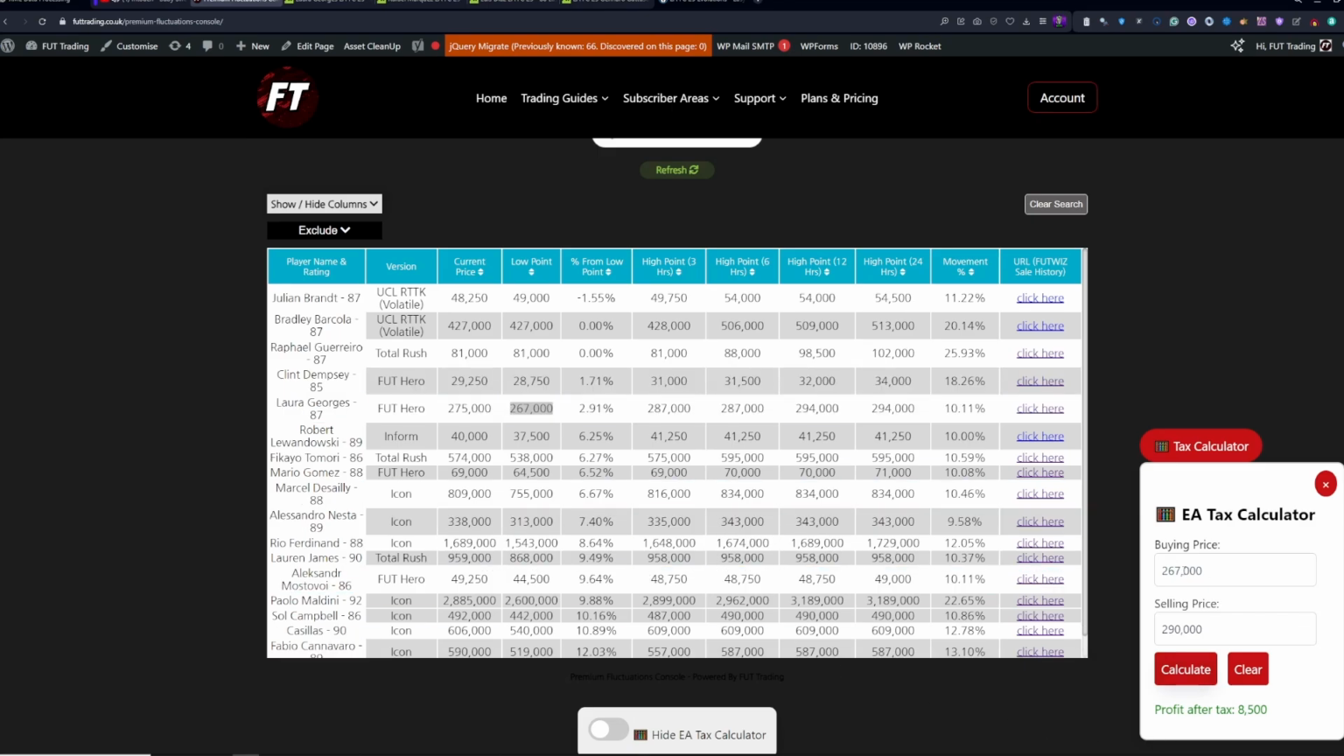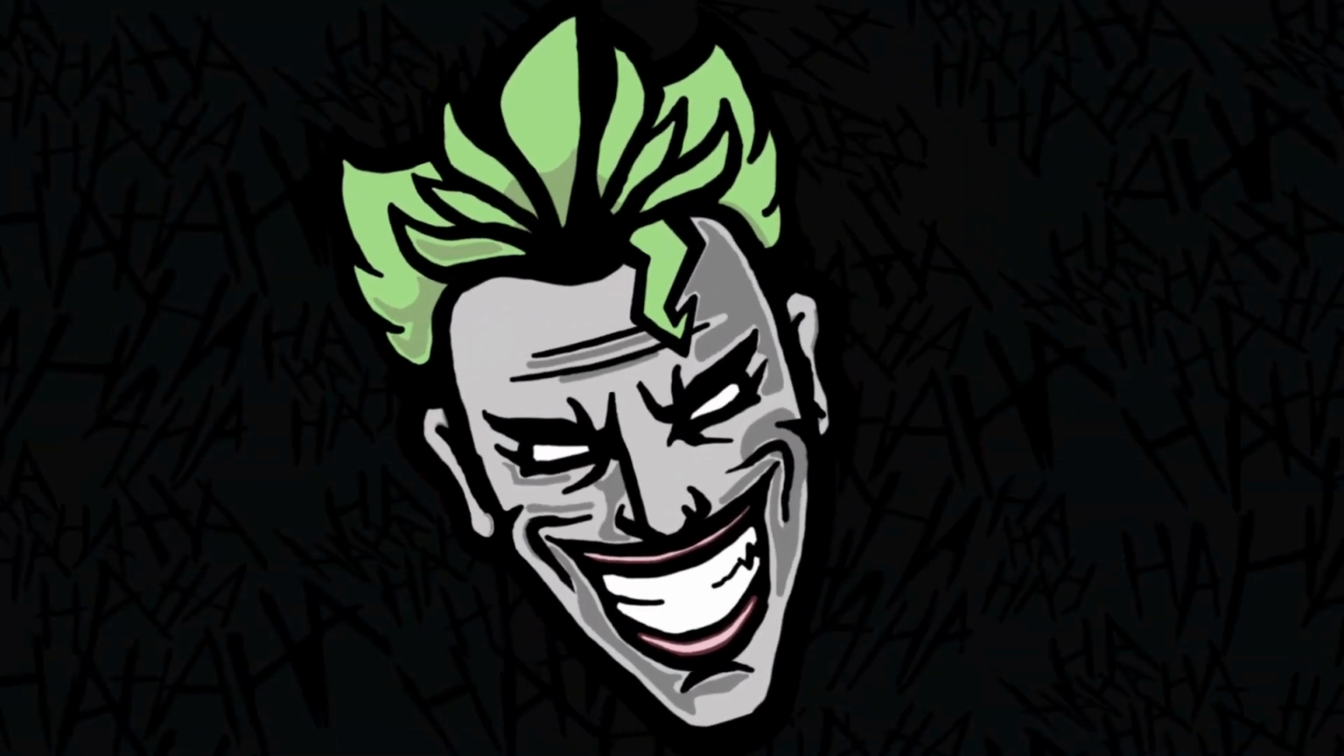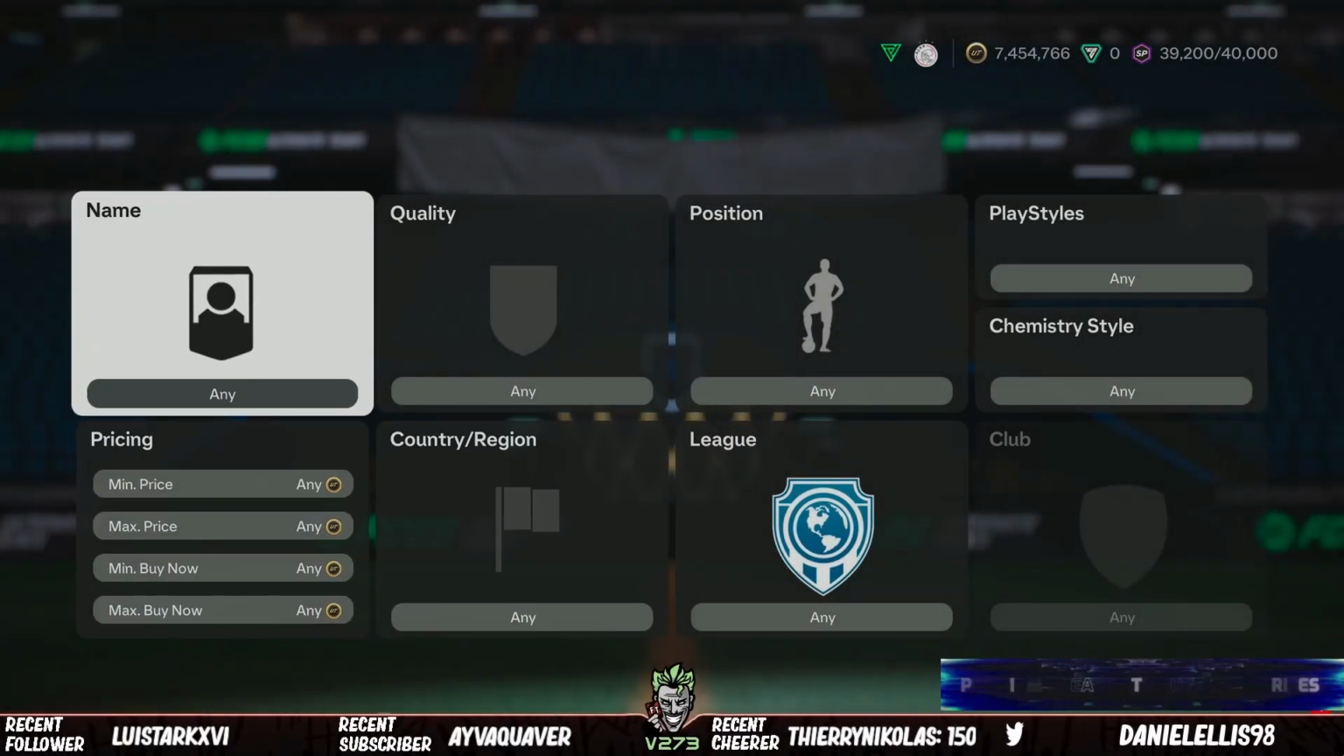So in this situation, you'd buy for 267 or less and sell for 290 roughly, okay? Now I wouldn't go put all my eggs in one basket and buy 5 of them, okay? But if you were to buy a couple of that card, you would try to list them for 290, 291, 292, right?